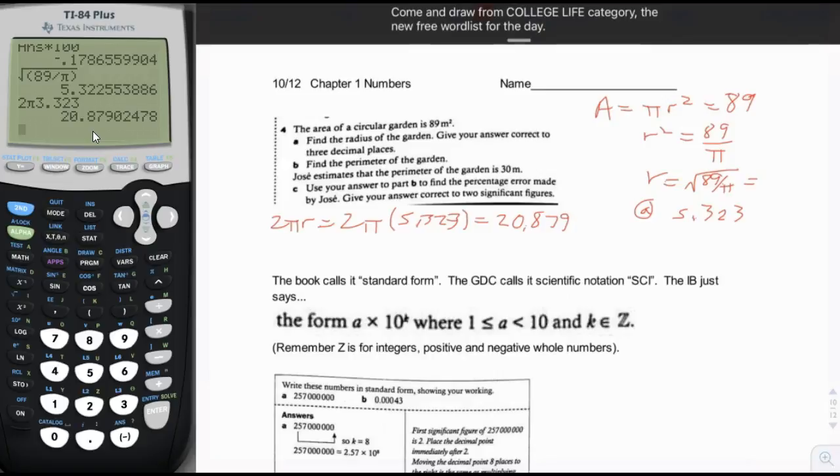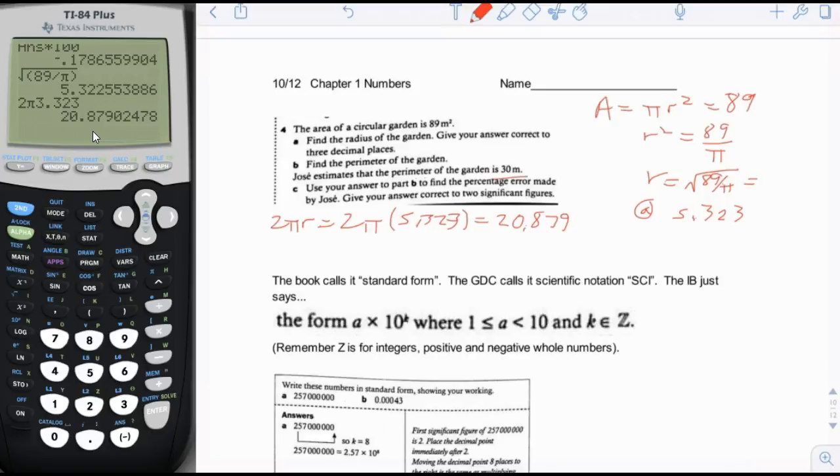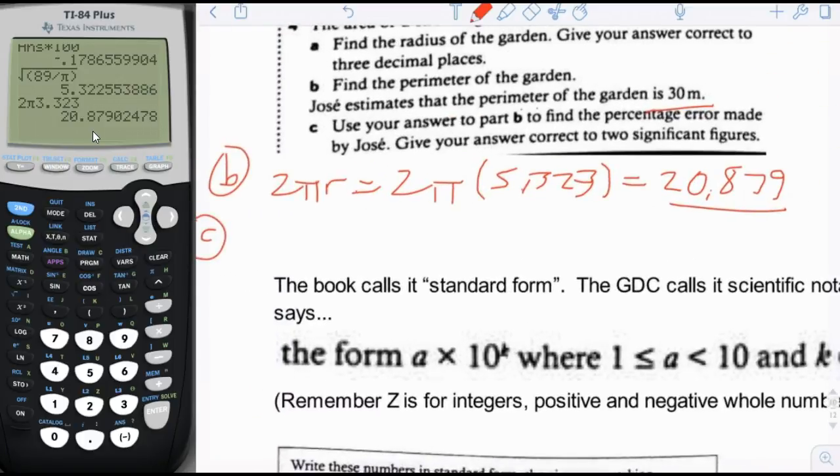Then it says that Jose estimates the perimeter of the garden to be 30. And we're supposed to compare this answer with 30 and see what the percentage error would be. That's C. We're going to take 30 minus 20.879, and then we're going to divide by the exact value, which is 20.879. And we're going to multiply by 100%, and that'll give us the percent error.